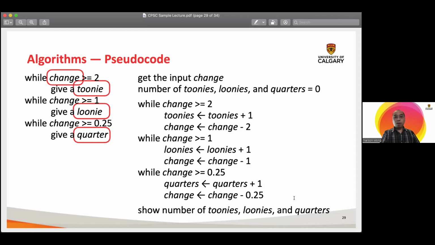And at the end, we want to show the number of toonies, loonies, and quarters we are giving back. All right. So this is pseudocode. All right. Once again, this is the same algorithm as was on the left, with more details. And it is detailed enough that we can translate this to any kind of programming language. All right.